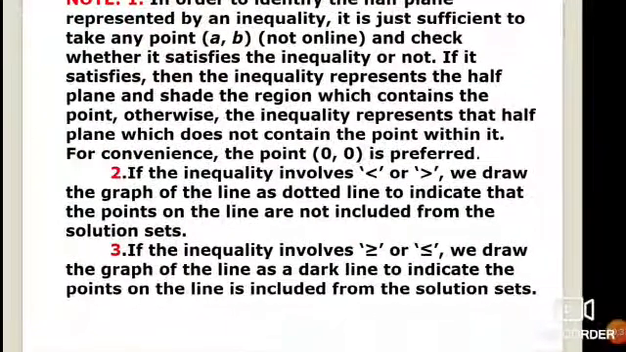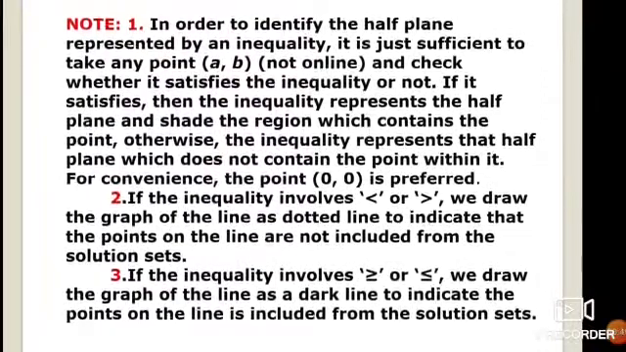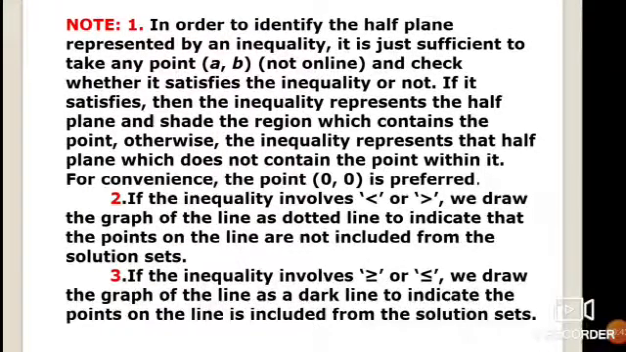Now, a note is that in order to identify the half plane represented by an inequality, it is just sufficient to take any point (a, b) not on the line and check whether it satisfies the inequality or not. If it satisfies, then the inequality represents that half plane, and shade the region which contains the point. Otherwise, the inequality represents that half plane which does not contain the point within it. For convenience, the point (0, 0) is referred to.